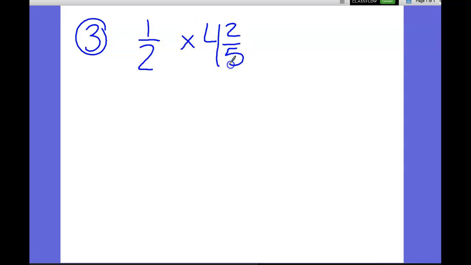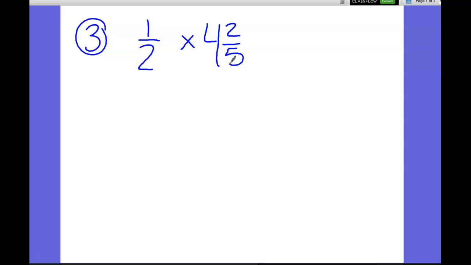Okay? The last one, and some of you might start to simplify and then realize at the end you probably could have simplified more, but then simplify at the end. It doesn't matter. So number 3, 1/2 times 4 2/5. Could you just multiply it straight across and then simplify it? Yes, but not in this one.